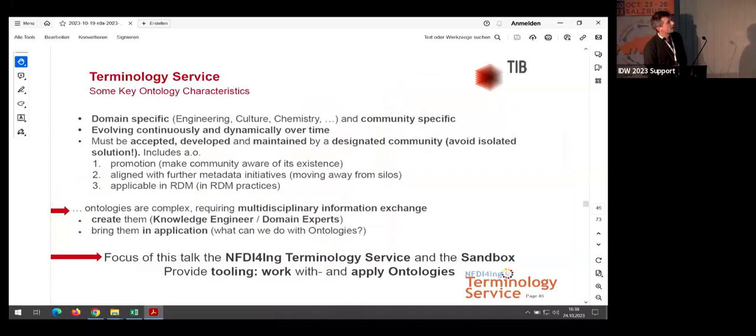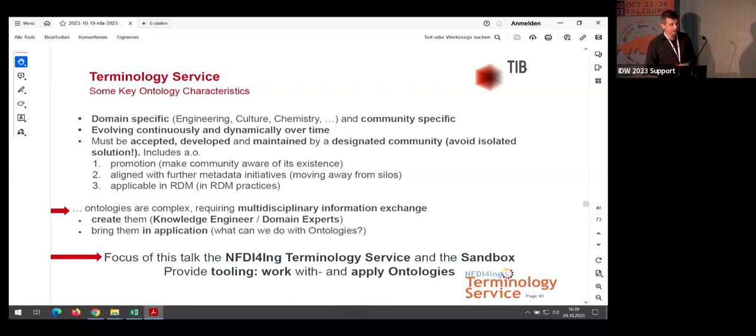And here I have some important key characteristics. Ontologies are really domain specific. We have really clearly defined ontologies for chemistry, for the cultural domain, and so on. But even within there, you find communities with different views on and definitions of concepts. So it's really a broad range that you have to consider when working on ontologies.